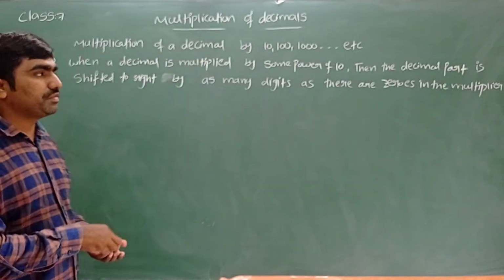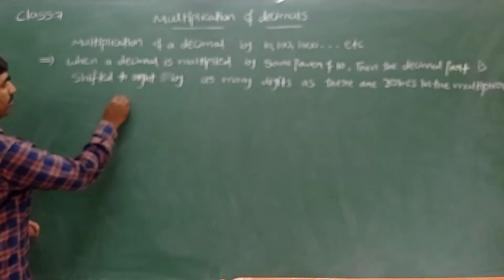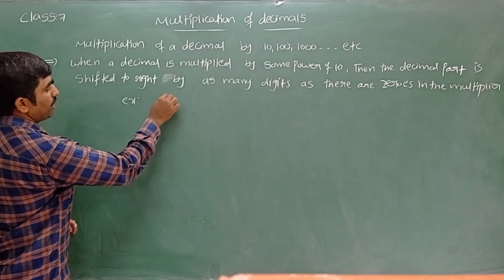Based on these conditions, we can multiply decimals by some positive integral power of 10. Let's see this concept with the help of an example. Suppose 157.241 into 100. What are we doing here? We are multiplying a decimal by 100, which is a positive integral power of 10, 10 power 2 we can write. When you are multiplying a decimal with 10, 100, 1000, 10,000 like that, what will happen? The decimal point will shift to the right side.